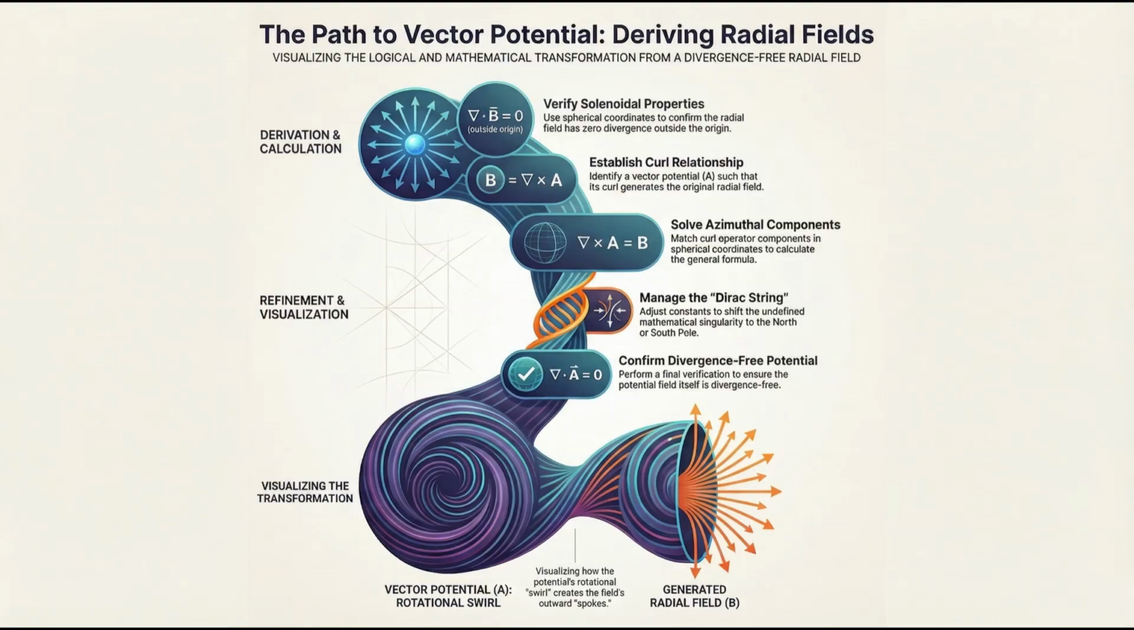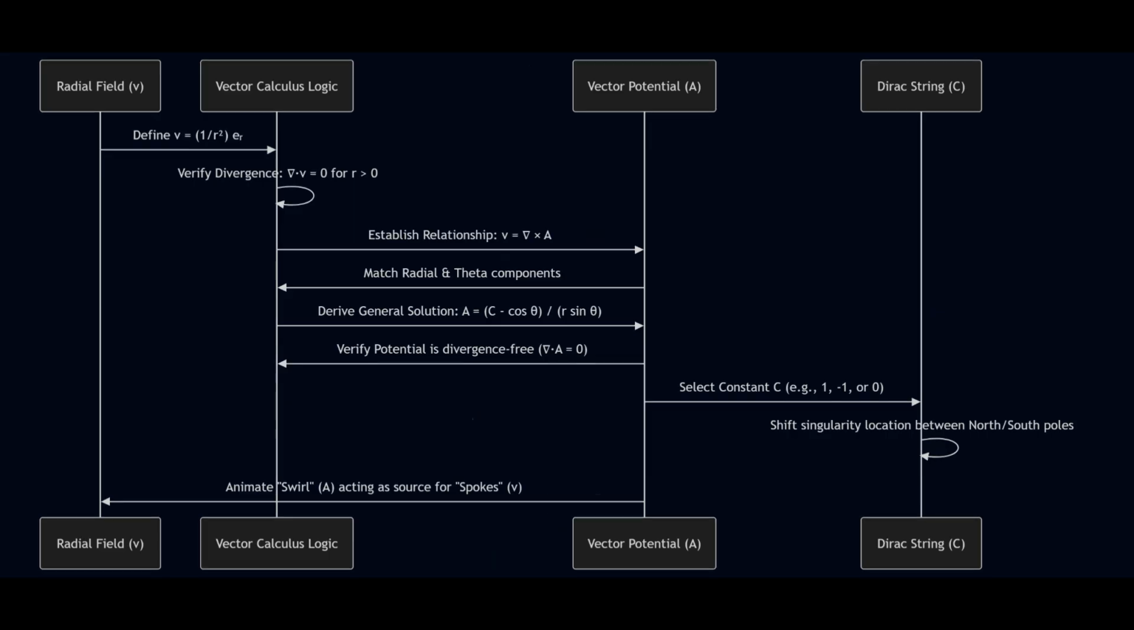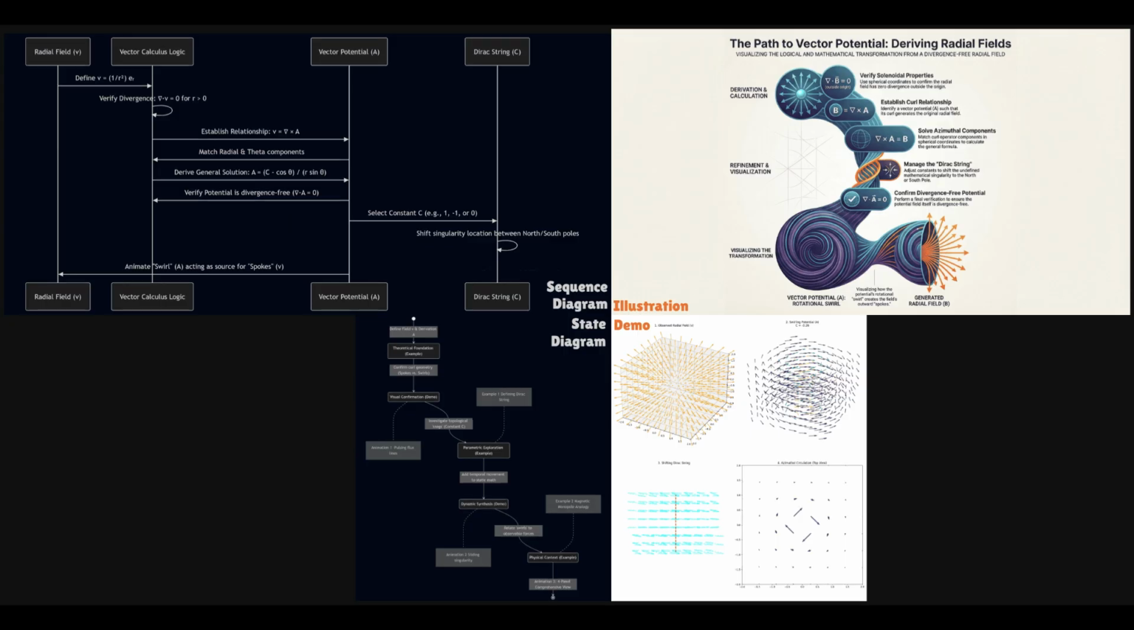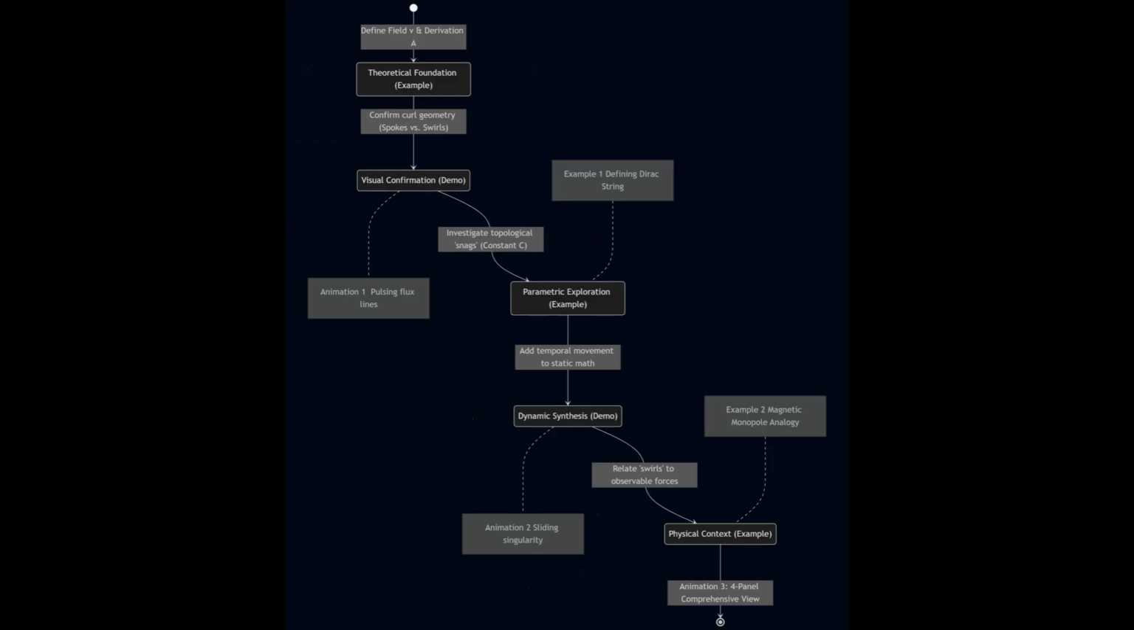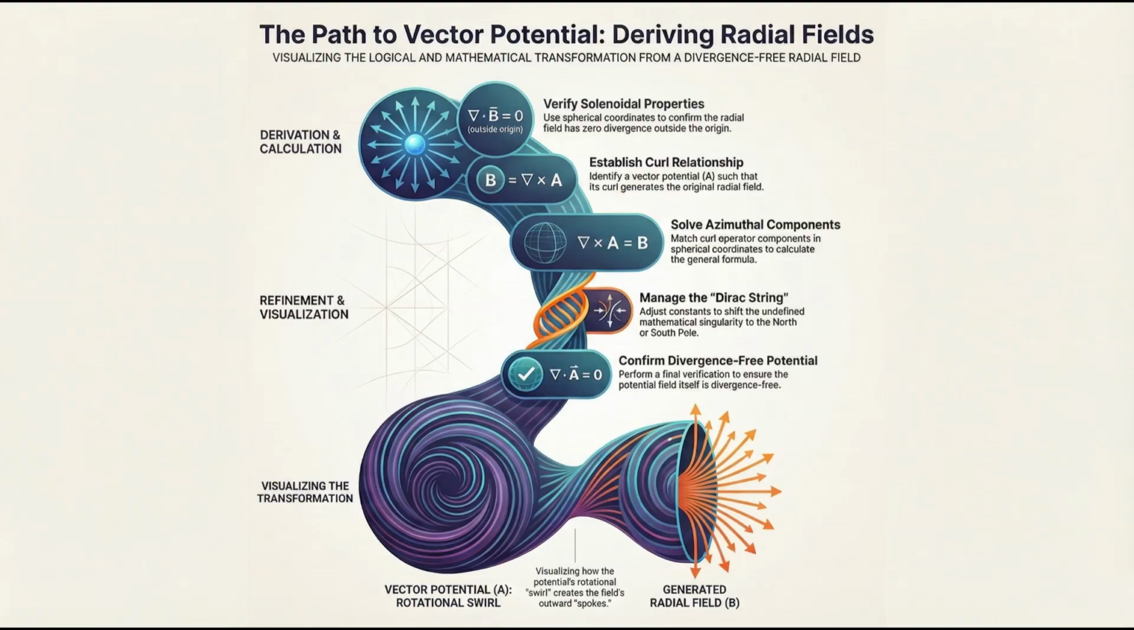The first diagram. A roadmap of logic. The first diagram serves as a logical roadmap that tracks the sequence of events found on the derivation sheet. It illustrates the step-by-step journey from defining the initial outward flow to discovering the hidden potential and eventually deciding where to hide the unavoidable mathematical seam. This diagram transforms the how-to of the calculation into a clear, sequential flow of ideas.